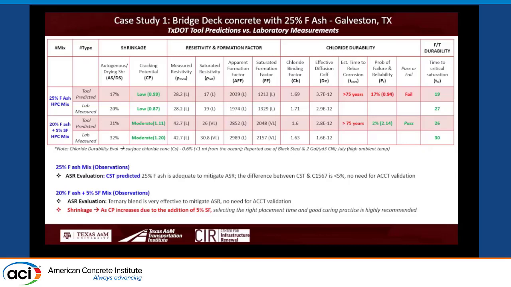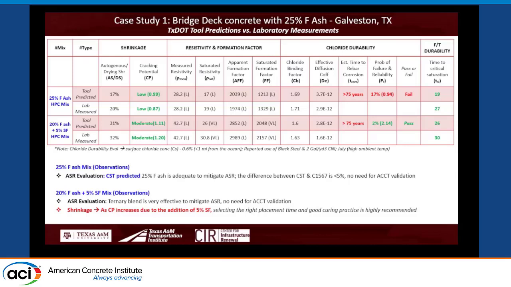Now, we applied the tool, and the tool predicted shrinkage is low. We measured it also low. Now, resistivity formation factor. These are the CL, meaning low. Those are the values, the classification. The most important thing, the chloride binding factor is also coming. Effective diffusion coefficient, measured and predicted by the tool. This is the measured value. Now focus here. It says, according to the time of rebar corrosion, more than 75 years. That value doesn't really mean anything, right?